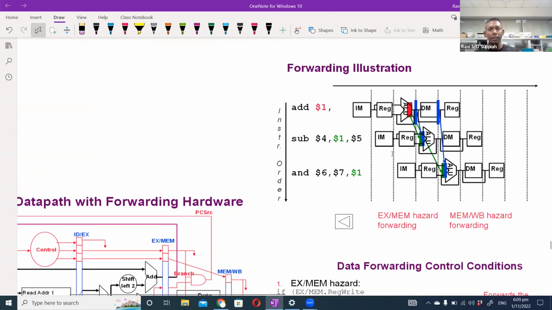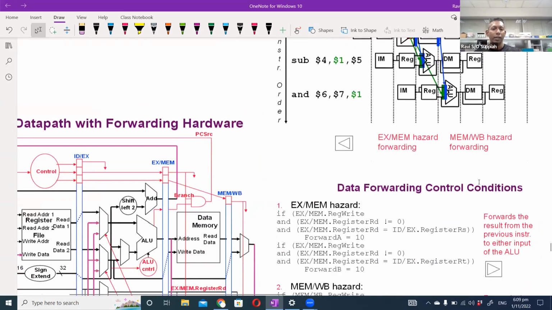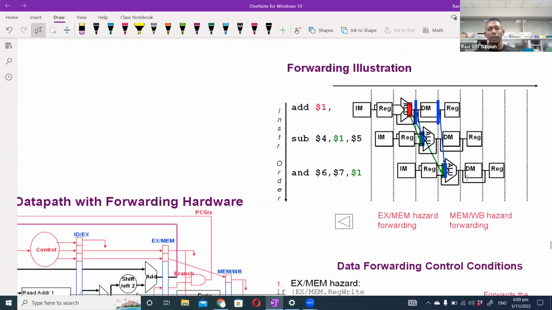Forwarding is actually not really forwarding, it is actually going back in time. What is the idea of forwarding? We want to make data available from one of the later stages backwards to an earlier stage. We call it forwarding in the sense that the next instruction is in the earlier stage, so we're bringing it forward for that instruction. But we're actually moving it back in the pipeline to make it available earlier for the next instruction.